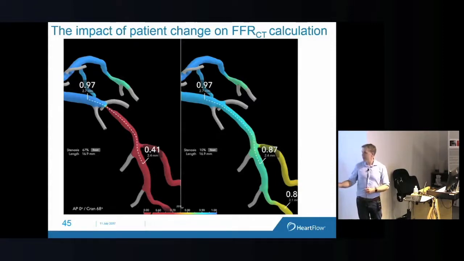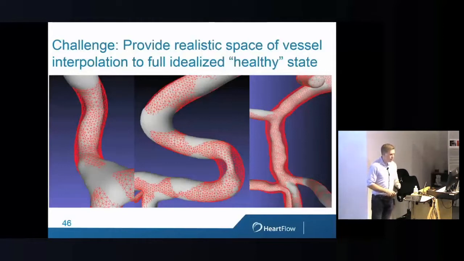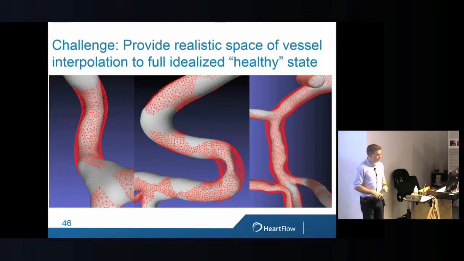There are a number of challenges here. So one of the challenges is doing real-time FFR recalculations in response to geometric changes. The other is actually doing the geometric changes themselves. So the way that we're doing this is to interpolate between the actual patient anatomy and an idealized healthy state. But what is that idealized healthy state? It can be challenging to do that.